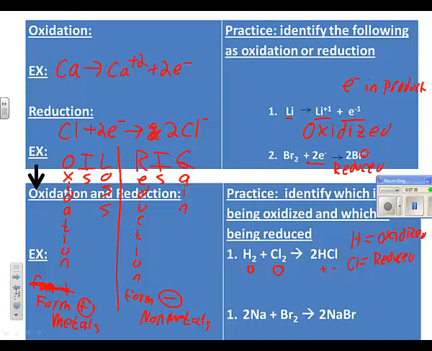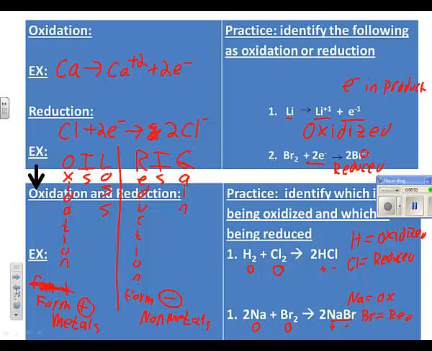And the one below it, you started with sodium, went to bromide. Sodium by itself, there's no charge there, so there's 0 charge. Bromine by itself has 0 charge. Then you see NaBr, ionic bond, they have charges. Sodium is group 1, so it's +1. Bromine in group 17, so it's -1. So sodium, which is a metal, was oxidized. Bromine, your nonmetal, was reduced.